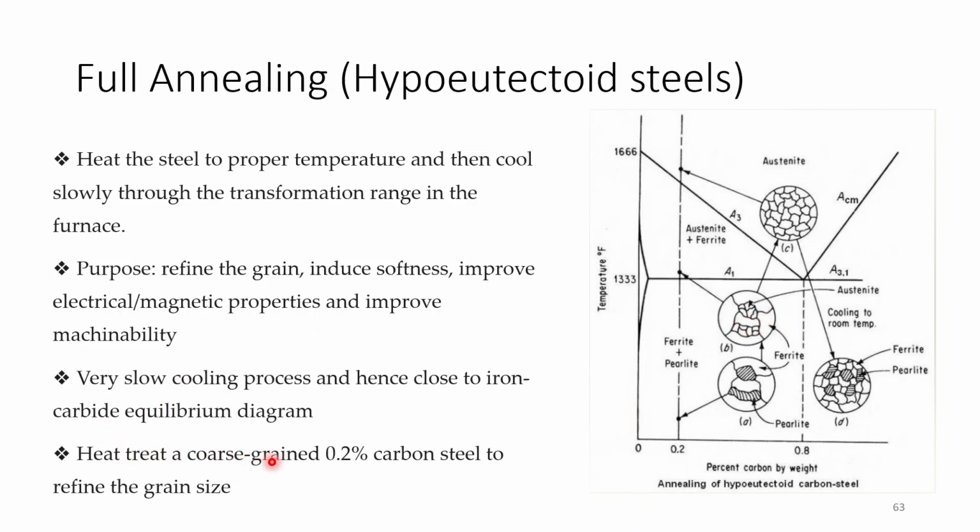Heat treat a coarse grained 0.2% carbon steel to refine the grain size. So this is one of the examples. Okay, after this you are cooling it to room temperature and you are getting this type of structure. You have pearlite grains and ferrite grains. So this structure is more refined compared to the initial structure.